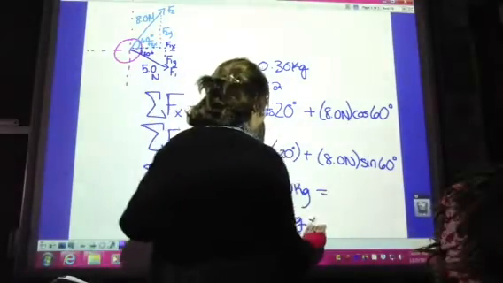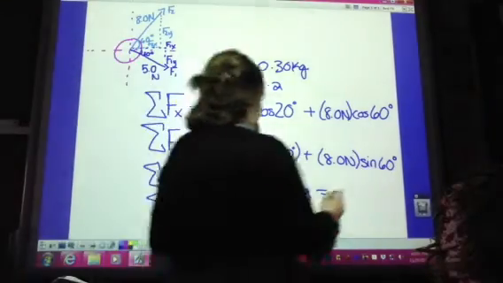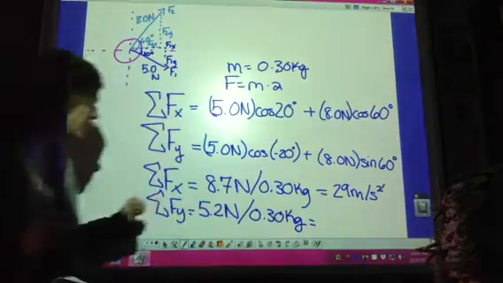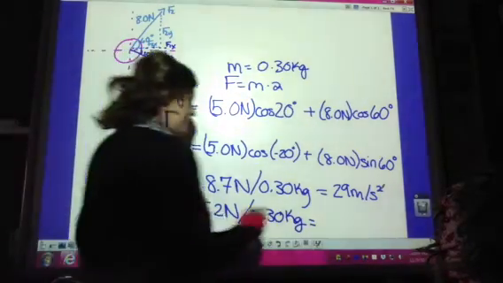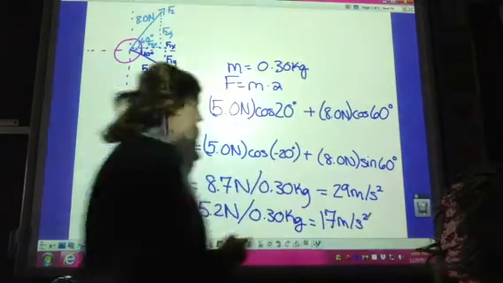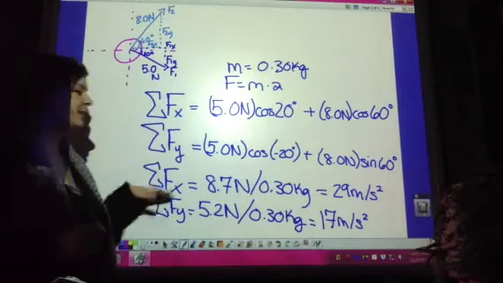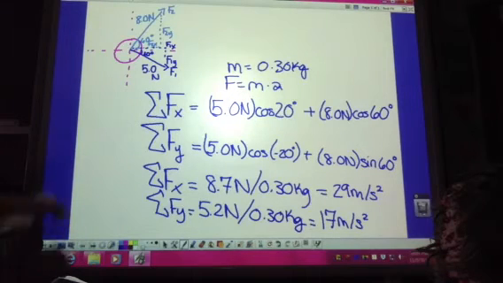So let's do that. If I take 8.7 divided by 0.3, we would get 29 meters per second squared. And if I did 5.2 divided by 0.30, I should get 17 meters per second squared. So I know the acceleration in the x direction, and I know the acceleration in the y direction. But now they're asking me to find that overall acceleration, its magnitude and its direction.